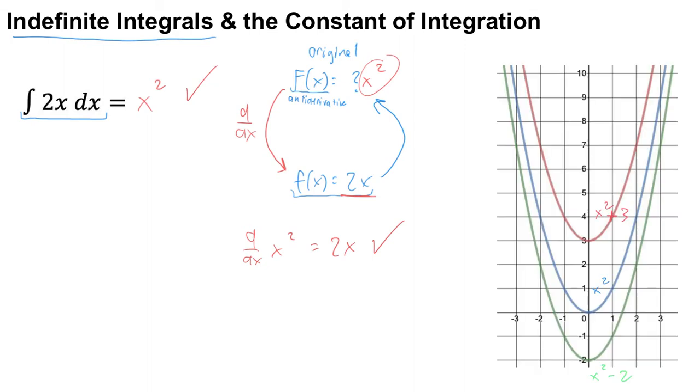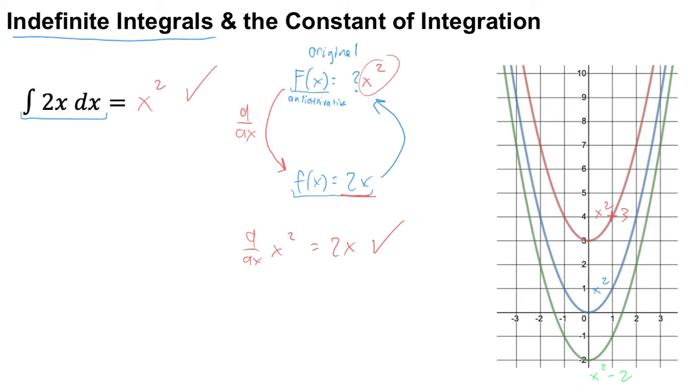So check this out. Take a look at this graph here. We have three functions, x squared plus 3, x squared, and x squared minus 2. Notice that they're all the same parabola, right? X squared, except we just shifted it up 3 and shifted it down 2. Okay, so now let's say we took the derivative of each one of these. What would you get? Well, the derivative of x squared plus 3 would be 2x, right? And the derivative of x squared would also be 2x. And the derivative of x squared minus 2 is also 2x.